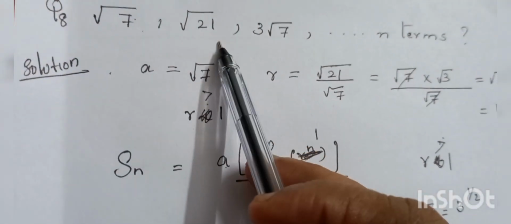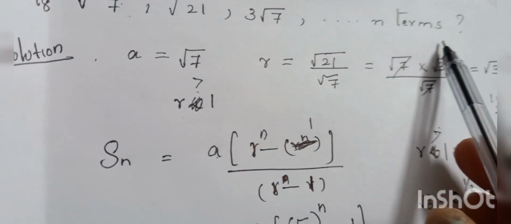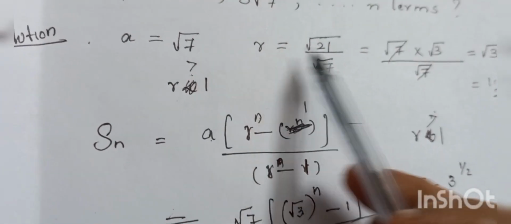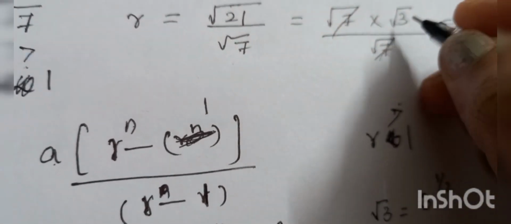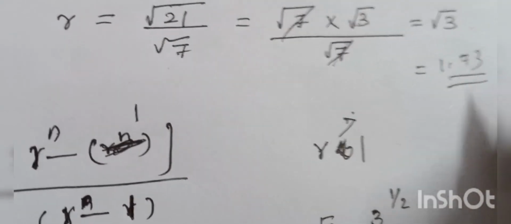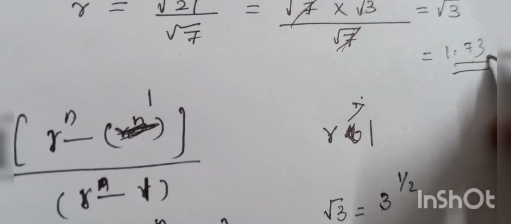Root 7, root 21, 3 root 7, etc. n terms. A is equal to root 7, R is equal to root 21 by root 7. So root 21 we can write root 7 into root 3. So these root 7 and these root 7 will cut off. What will you get? Root 3 we get. Clear? Value of root 3 is equal to 1.73.